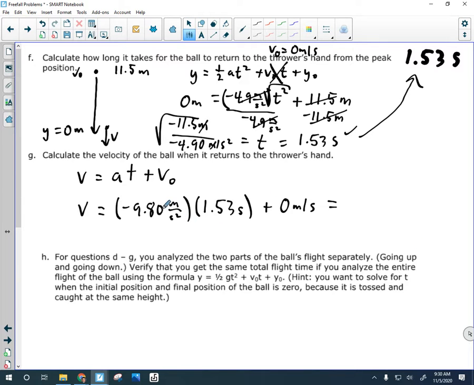So to find the velocity when t equals 1.53 seconds after the peak, I just need to multiply these two together. Seconds will cancel seconds squared. And you should find that the velocity is negative 15 meters per second, which matches the launch speed. It's just downward at this point.